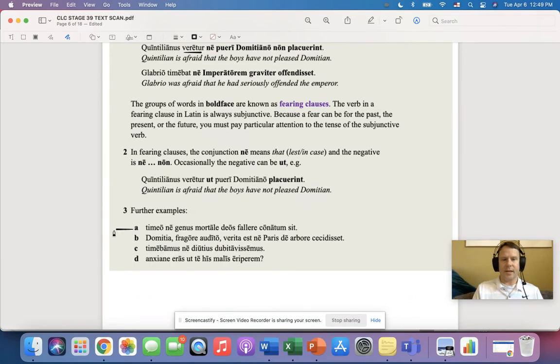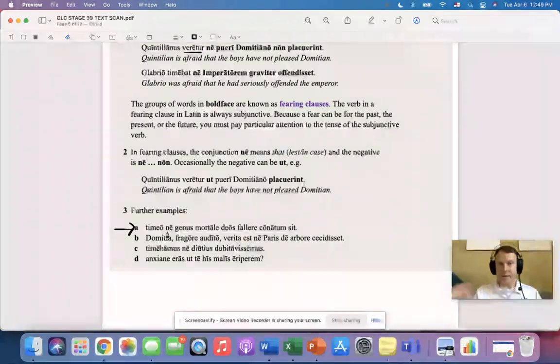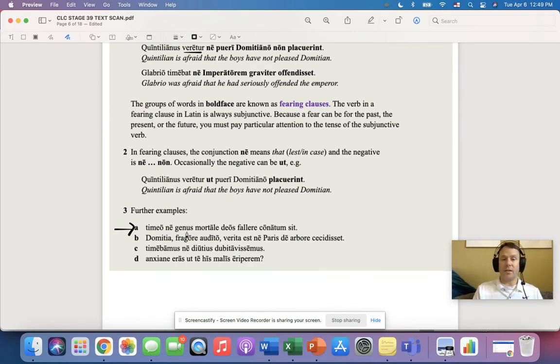Let's go back up to A here. So timeo, right? So I am afraid, I fear. Now, what does this ne mean? Does this ne mean I'm afraid that something is going to happen or something is not going to happen? Okay, so I'm afraid that the mortal race would try to deceive the gods. So we're afraid that something is going to happen.